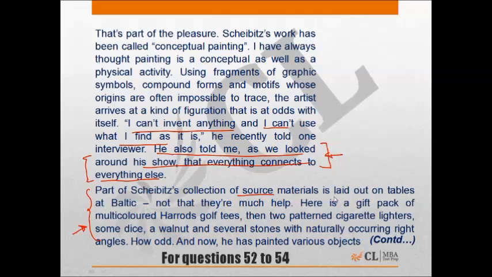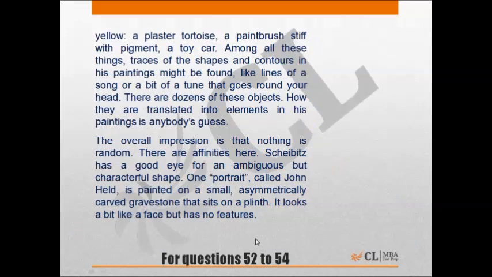Part of Shibitz's collection of source material is laid out on tables at Baltic. Not that they help much. There's a gift pack of multicolored Harrods golf tees, then two patterned cigarette lighters, some dice, a walnut, several stones with naturally occurring right angles. How odd. And now he has painted various objects yellow: a plaster tortoise, paintbrush, pigment, toy car. There are traces of shapes and contours of paint. There are dozens of these objects. How they are translated into elements in his painting is anybody's guess.